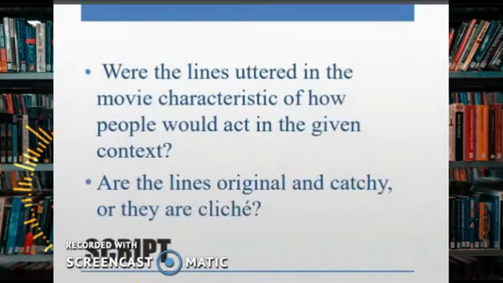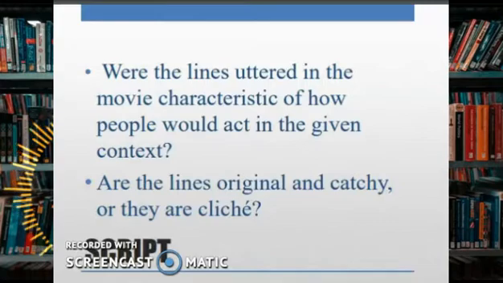Lastly, we have to check the script. Are the lines appropriate or not? Are they cliché? Are they original or attention-grabbing to the audience? Because most of the time, what lives in the heart of the audience are the lines stated by the actor.